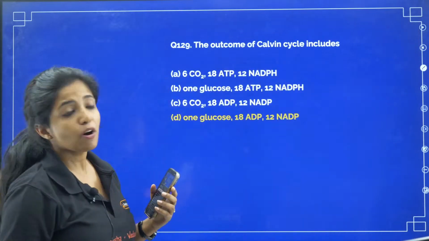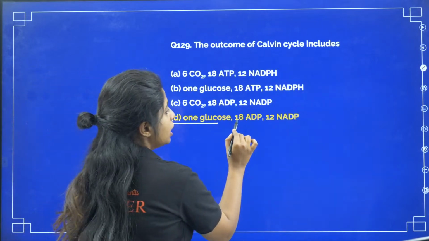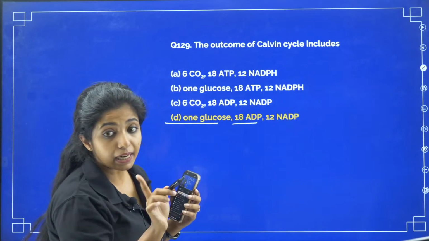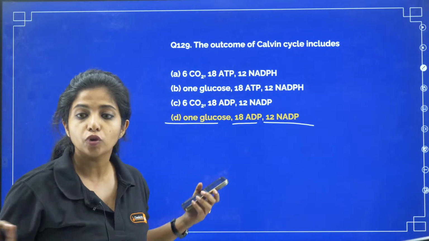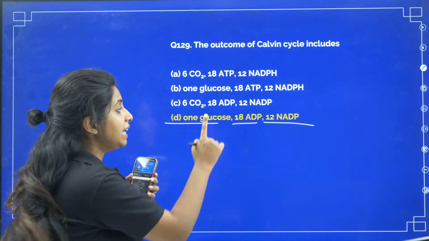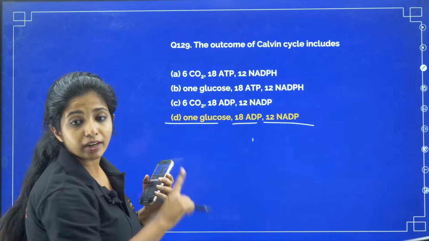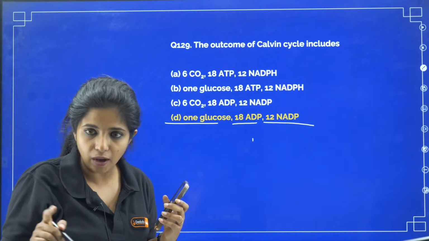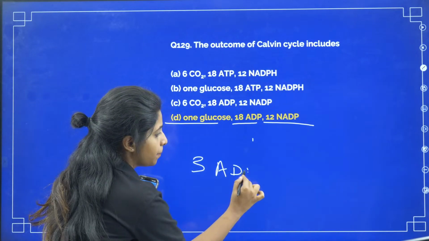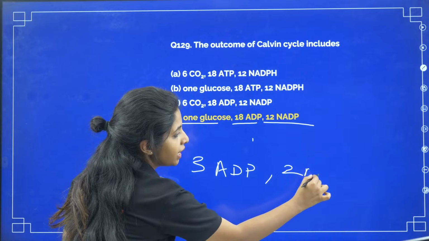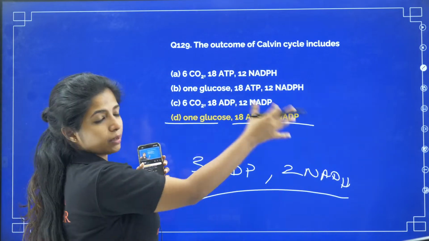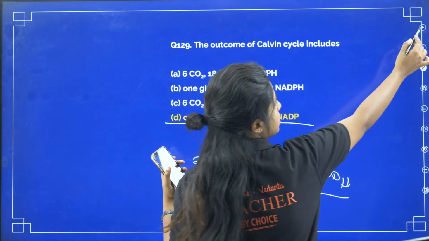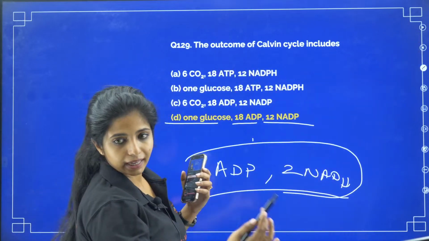Okay. Now the Calvin cycle uses 18 ATP, giving 18 ADP, not ATP. Okay, you are utilizing the ATP, and 12 NADPH. Again, you are utilizing NADPH also. So 18 ADP, 12 NADP, and 1 glucose. If you are talking about 1 carbon dioxide, 3 ATP and 2 NADPH are utilized. Okay, the outcome is what? You utilized it and now you are getting this. This is what you get.